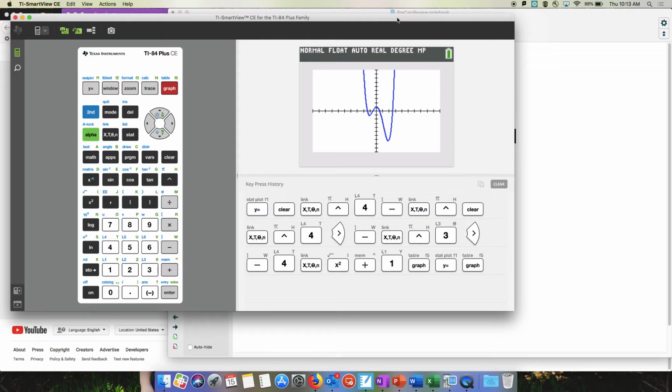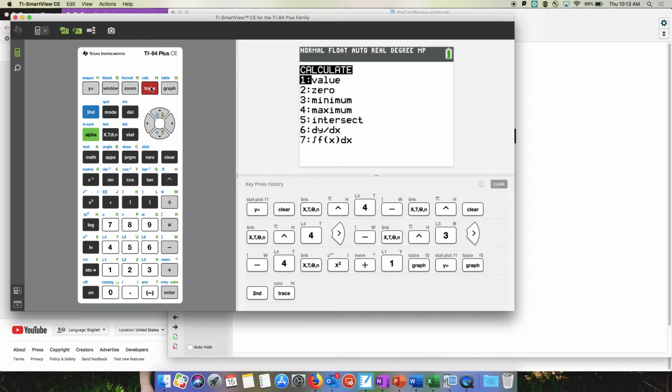Okay, the other one, calc, okay? This is going to be your best friend. This menu is your best friend. So, if you go to second, trace, which is the calculate menu, I want to find zeros. Which option should I pick?